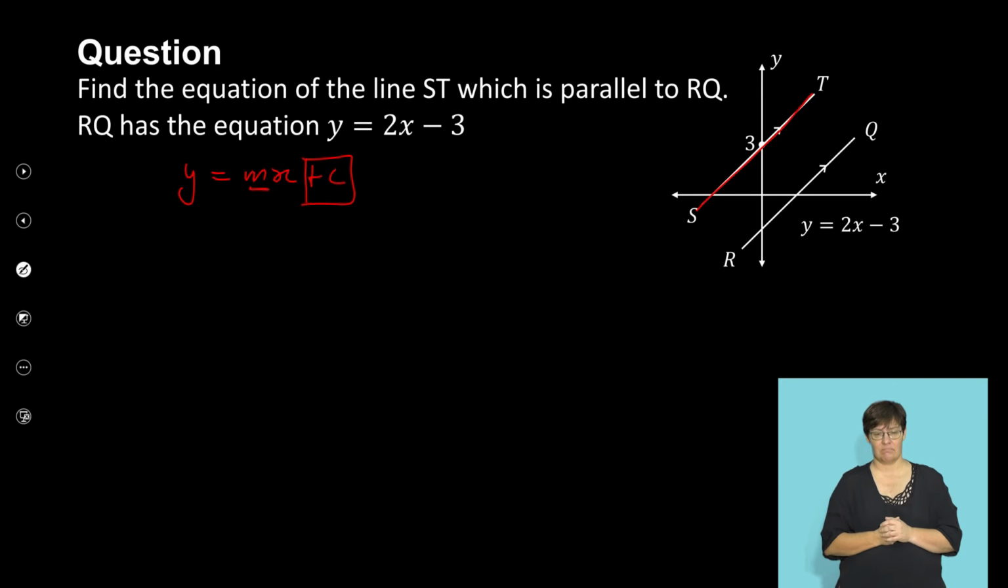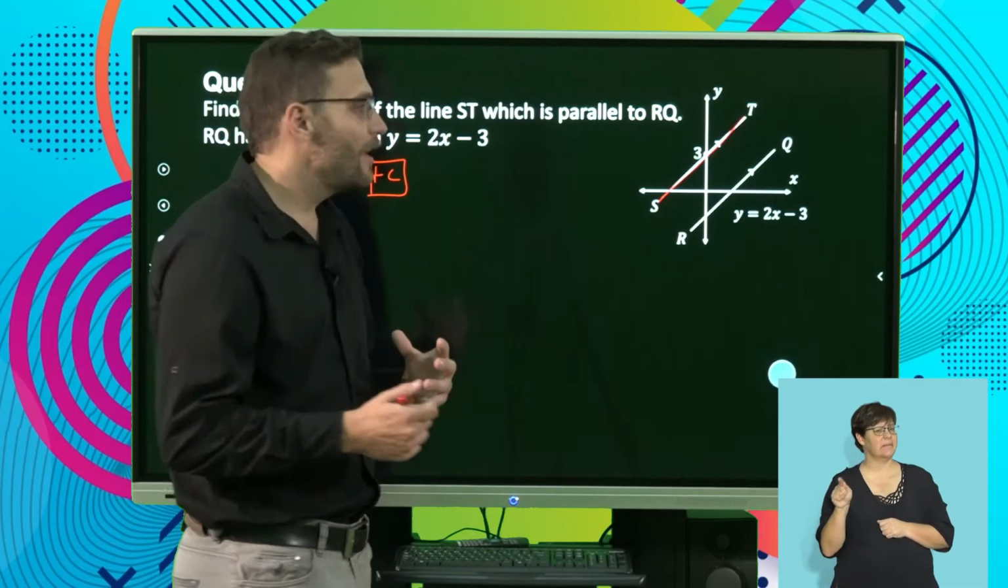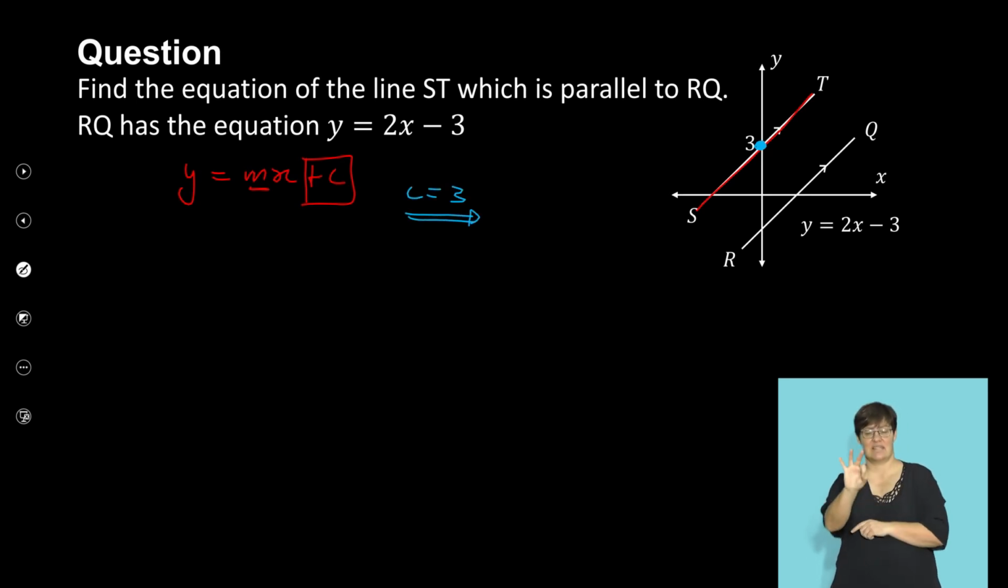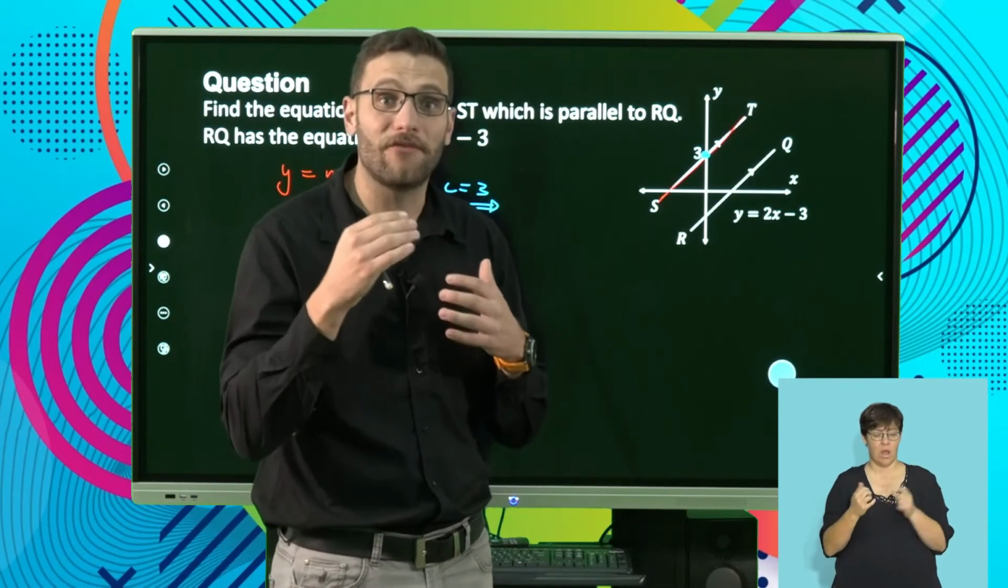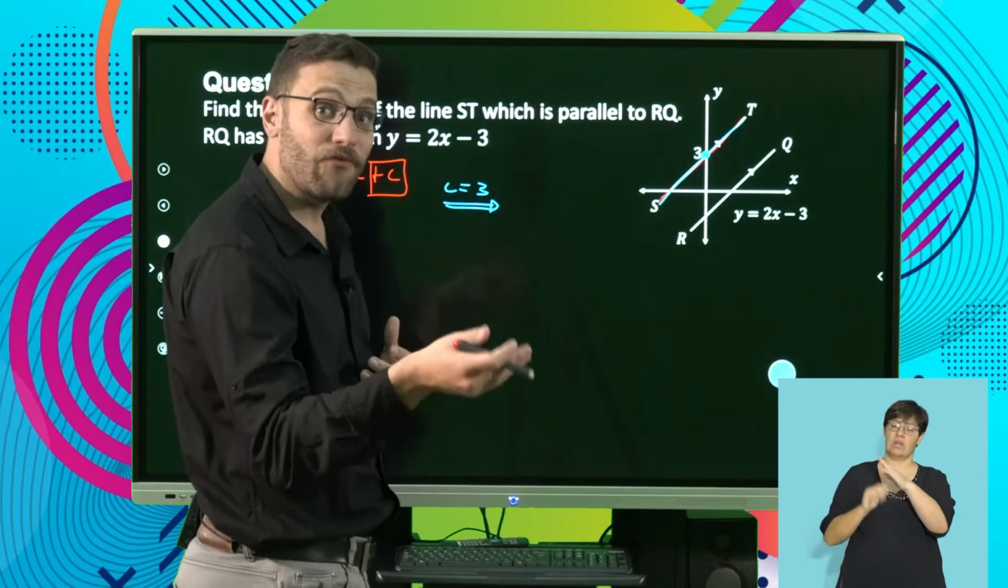Now, the y-cut I can see by inspection, and let me make my pen blue so that we can see nicely. But does everybody see that there? That's the y-cut of ST. c is equal to 3. Awesome. Now all I need to find is the gradient. Now, in previous questions, what we did is we found the gradient by calculating it using 2 points in the gradient formula. But here, on line ST, I don't have 2 points. And so I can't use the gradient formula to find the gradient.